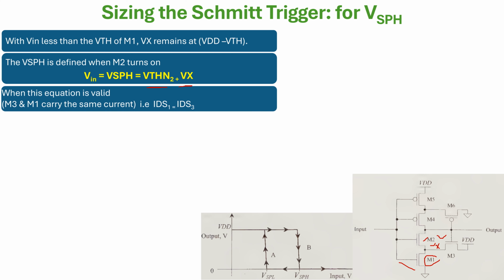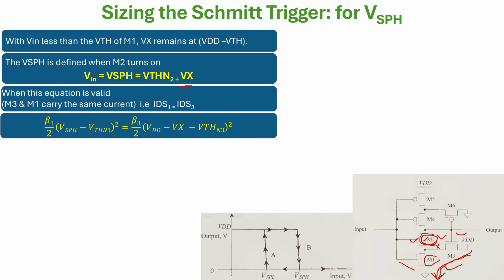So till now we understood, right? Now when this equation is valid, it means we are at the edge of M2's turn-on, right? At exactly that edge, it's not yet turned on, but it's about to turn on. At that moment, we say the currents are the same. M3 and M1 currents are the same, correct? So IDS1 is equal to IDS3 because this path exists here.